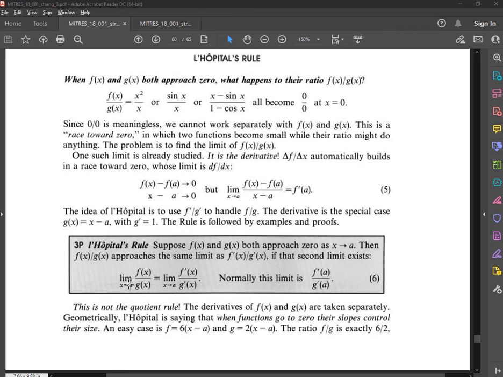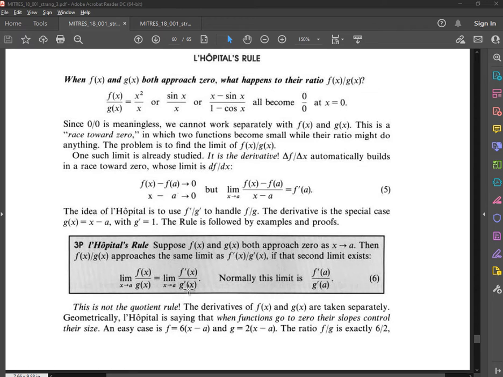If you take the limit of f of x over g of x as x goes to a, that's the same as the limit of f prime of x over g prime of x as x goes to a. Normally this limit is f prime of a over g prime of a. Now it's possible that f over g is a 0 over 0 limit, and f prime over g prime is also a 0 over 0 limit.